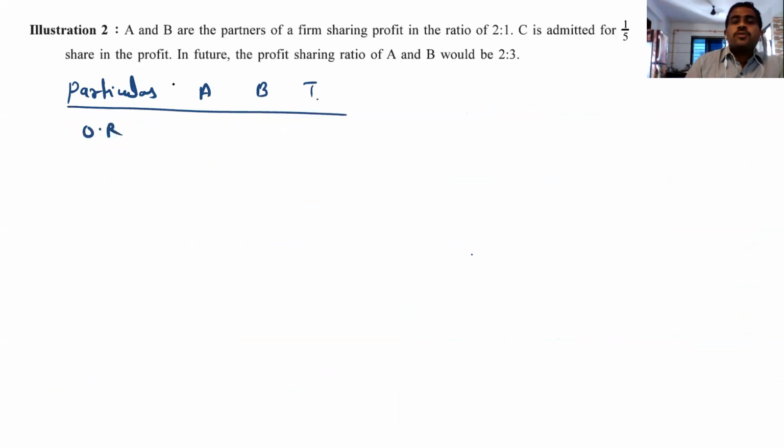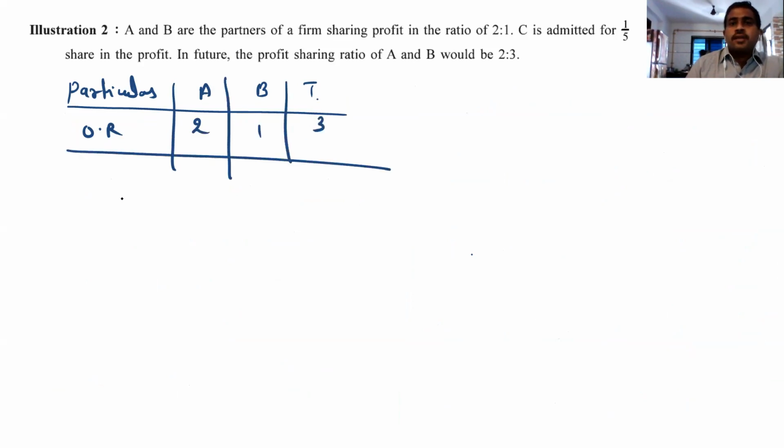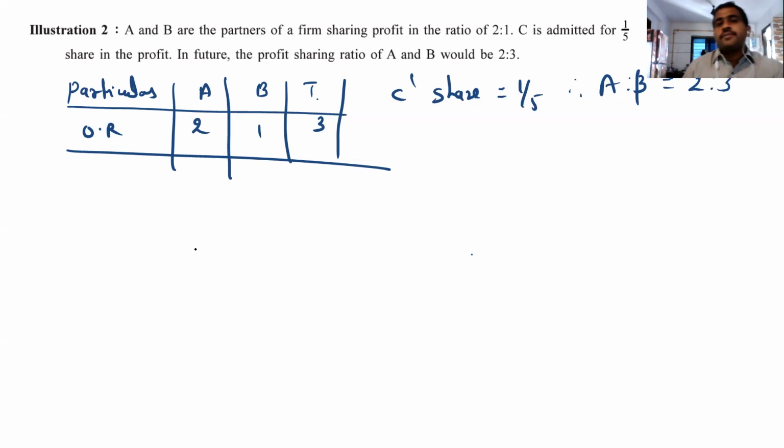Old ratio, what is the old ratio? 2 to 1 and total comes to 3. Clear? Now, who is admitting? We are admitting C. And what is C's share? 1 by 5. And they are saying that A and B are going to share in the ratio 2 is to 3. Let's see that.